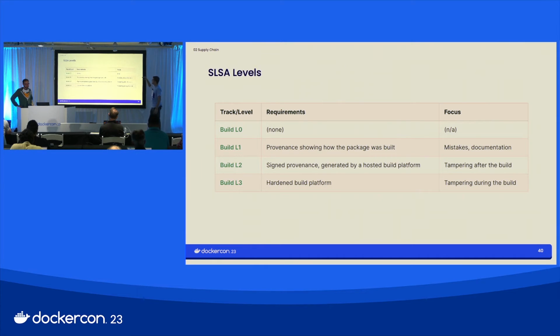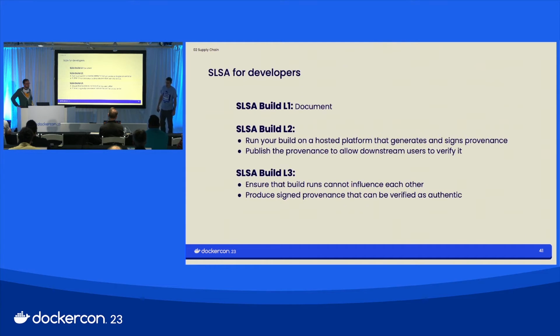Build level 1 is about how it's built. And that's called provenance, showing how a package is built. Build level 2 is focused on making sure that there's no tampering after the build. Build level 3 is about the actual build process itself and making sure there's no tampering at that point. And so what does that look like for developers?